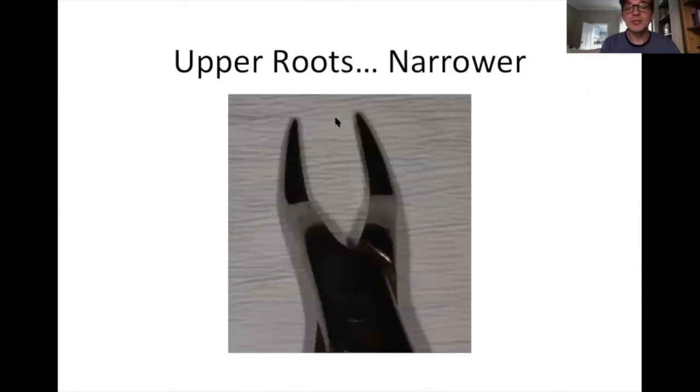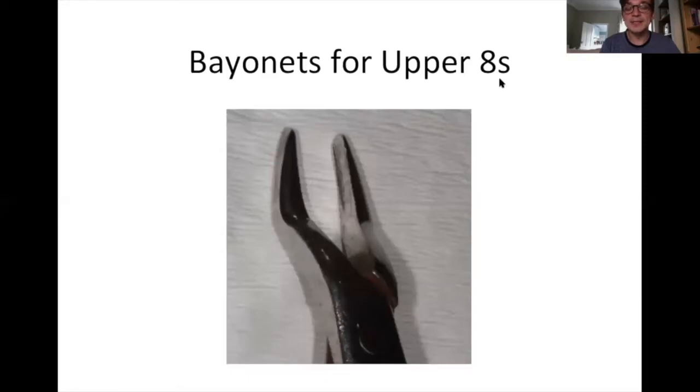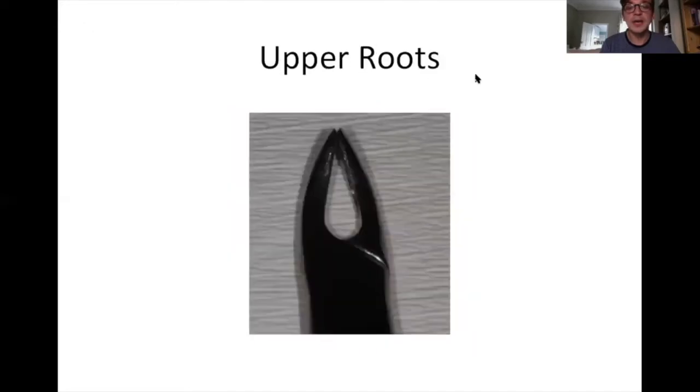Upper roots forceps are narrow and slightly longer than usual to reach roots. Bayonets, those are for upper eights. They go really, really far in the mouth, so they're called bayonets. And upper roots as well, where the cheeks come together, means they're for roots.